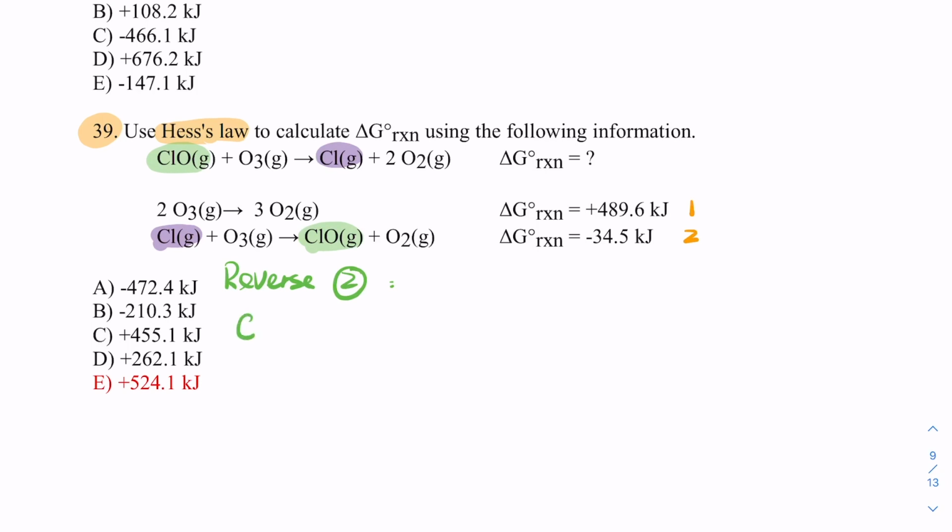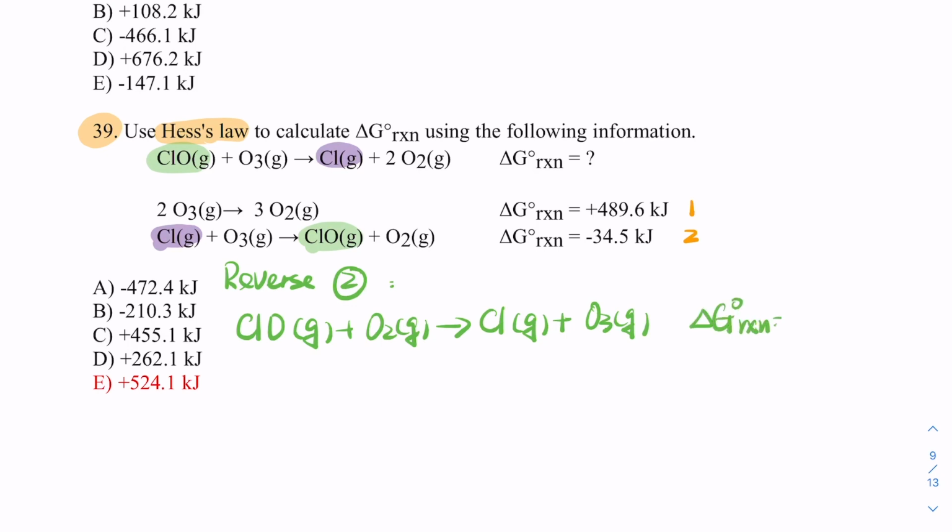So we have ClO and O2, reversing equation 2, so I get Cl and ozone. Remember, whatever you do to the reaction, you do to its Gibbs free energy. Since I reversed it, I add the negative sign. After this step, I get 34.5 kilojoules, corresponding with this new equation.